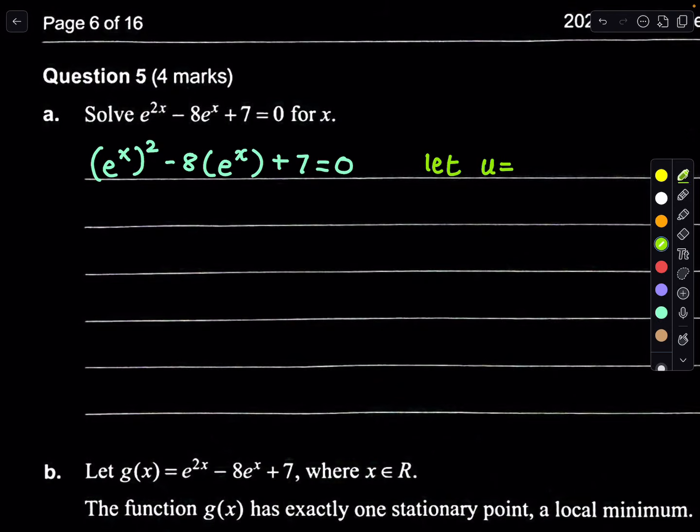Now, can you see what I can do here is I can let u be e to the x, yeah? I can sub u into all the e to the x. Like, you know how this is e to the x? I can replace it with u. And can you see how it was all squared? So it'll be u squared. Minus 8. Can you see how that's e to the x? And what are we making e to the x equal to? u. u plus 7 equals 0.